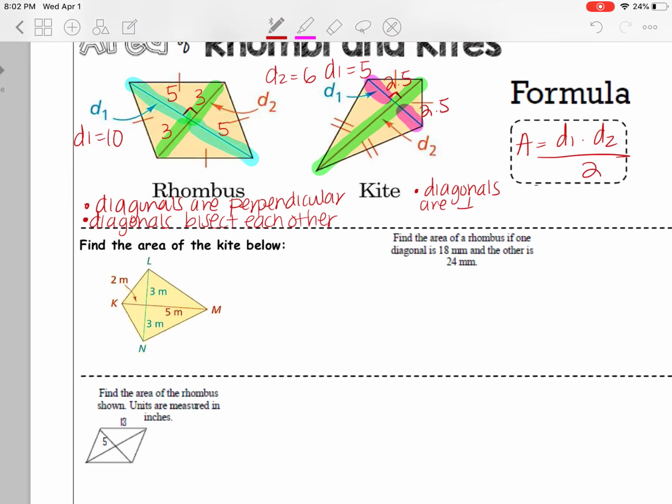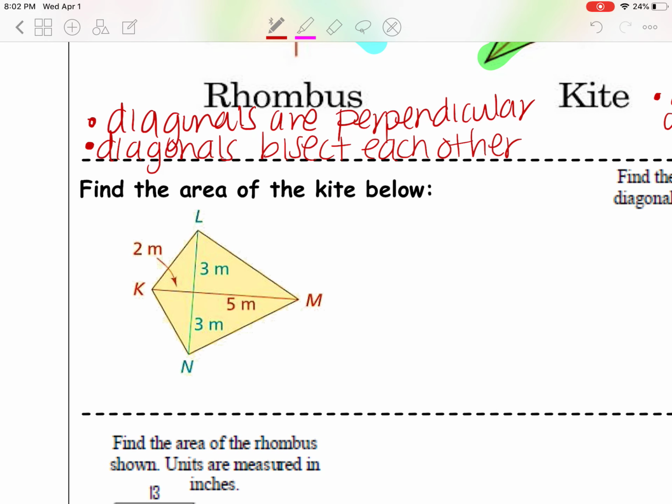So let's look at the first example. Find the area of the kite below. First thing that we have to do is recall the formula. Diagonal 1 times diagonal 2 divided by 2. LN will be our diagonal 1.